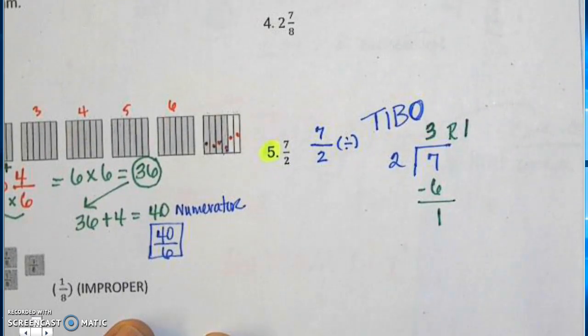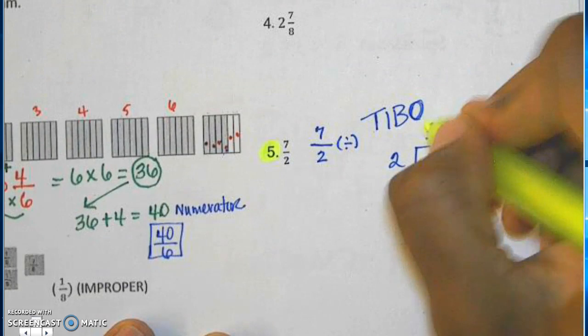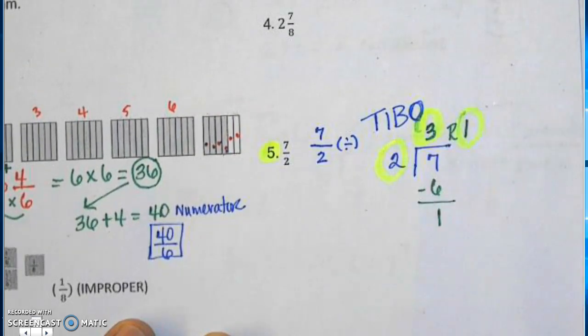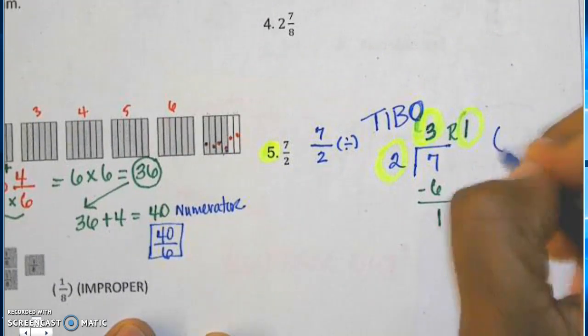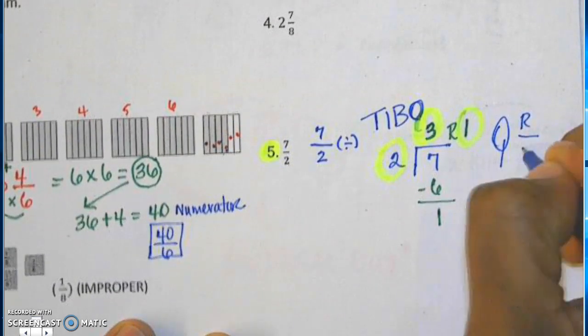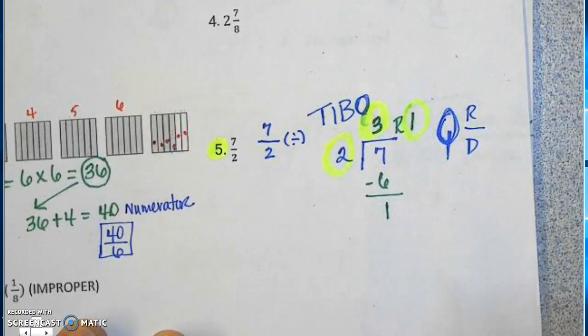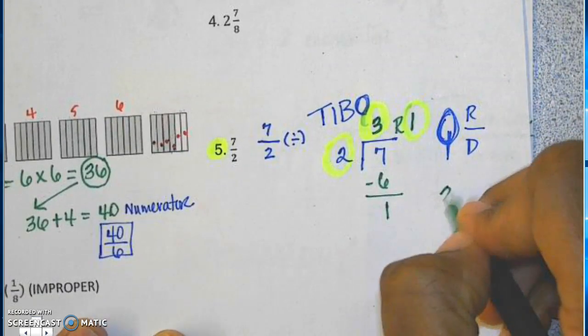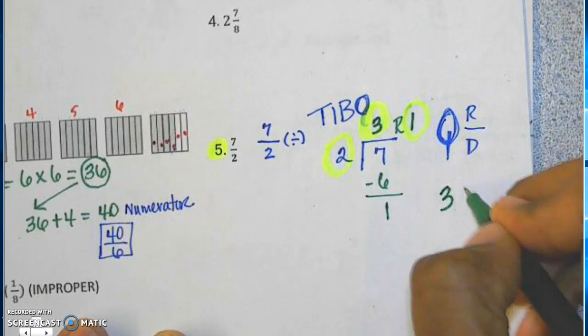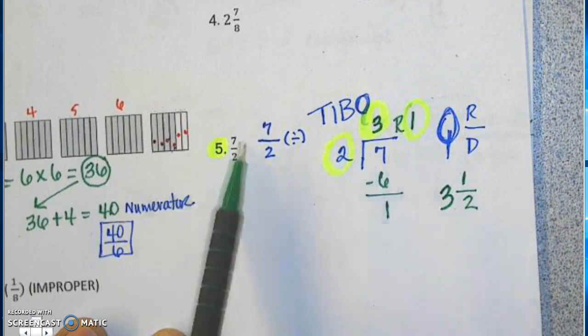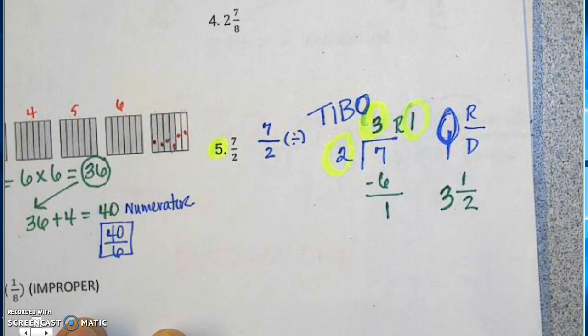There are 3 components that I need to get my mixed number. I need my quotient, my remainder, and my divisor or my original denominator. I will have 3 whole pieces and 1 half. 7 halves is equivalent to 3 and 1 half.